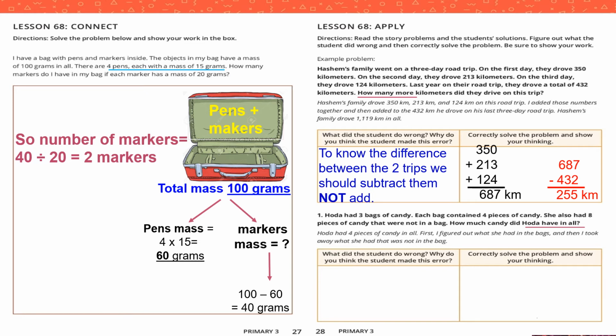What the student did wrong: to know the difference between the two trips, we should subtract them, not add them. He added them, so it's wrong. Okay.